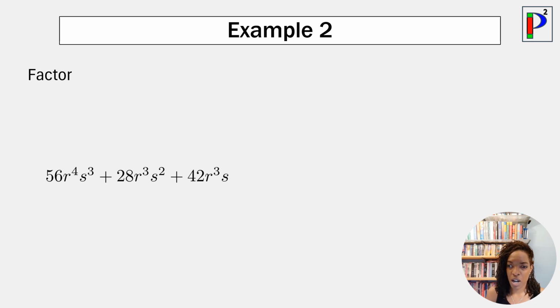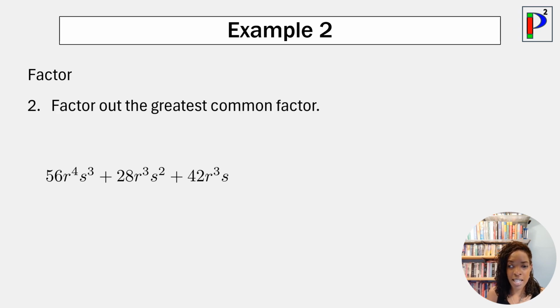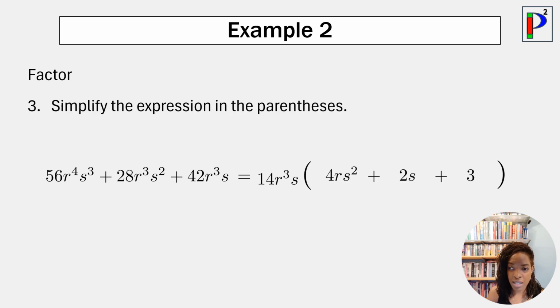Let's try this next one on your own and restart the video when you're ready to check your work. Okay, the GCF is 14r cubed s. And we're going to take that outside of our parentheses and again, divide each term in our original expression by the greatest common factor. I simplify in my parentheses to get 4rs squared plus 2s plus 3. So that's my final factored version. Not so bad, right?